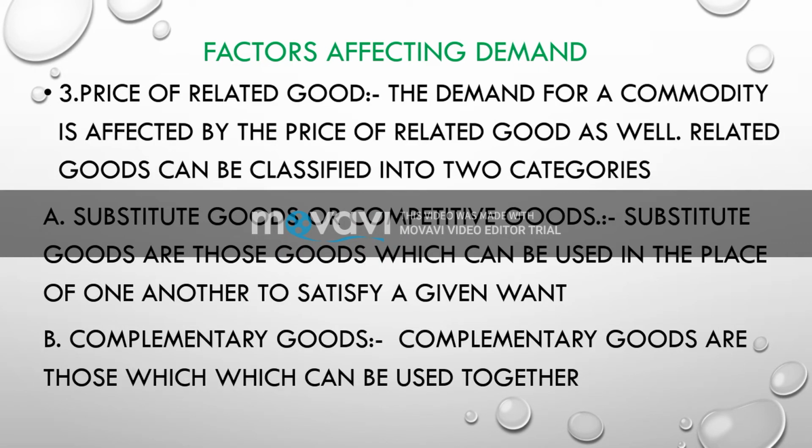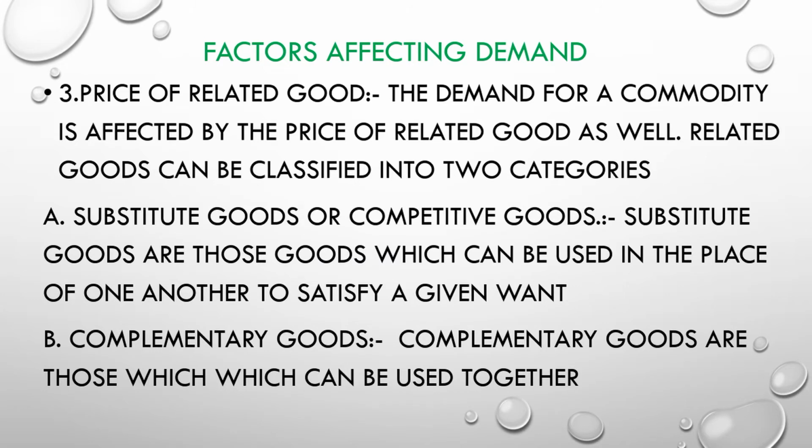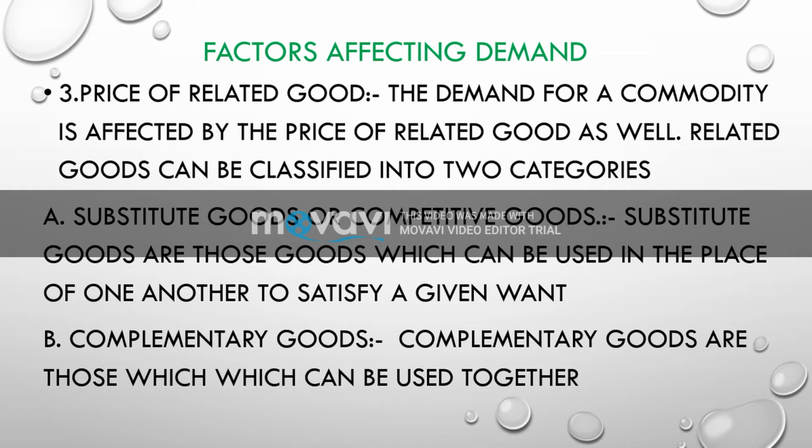Now next type of factor is the price of related goods. The demand for a commodity is affected by the price of related goods as well. Related goods are further divided into two parts: substitute goods and complementary goods. Substitute goods are those goods which satisfy the same type of need and hence they are used in place of one another.